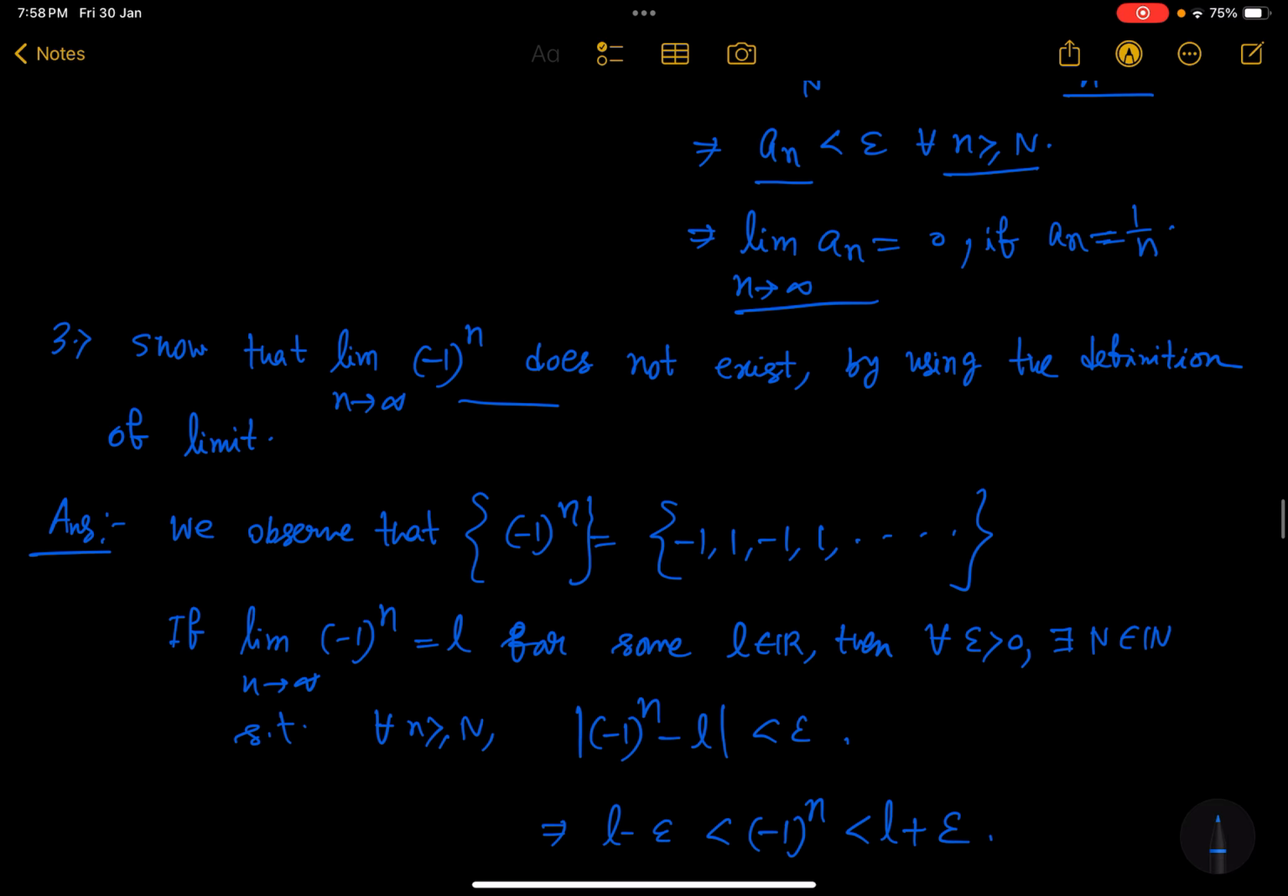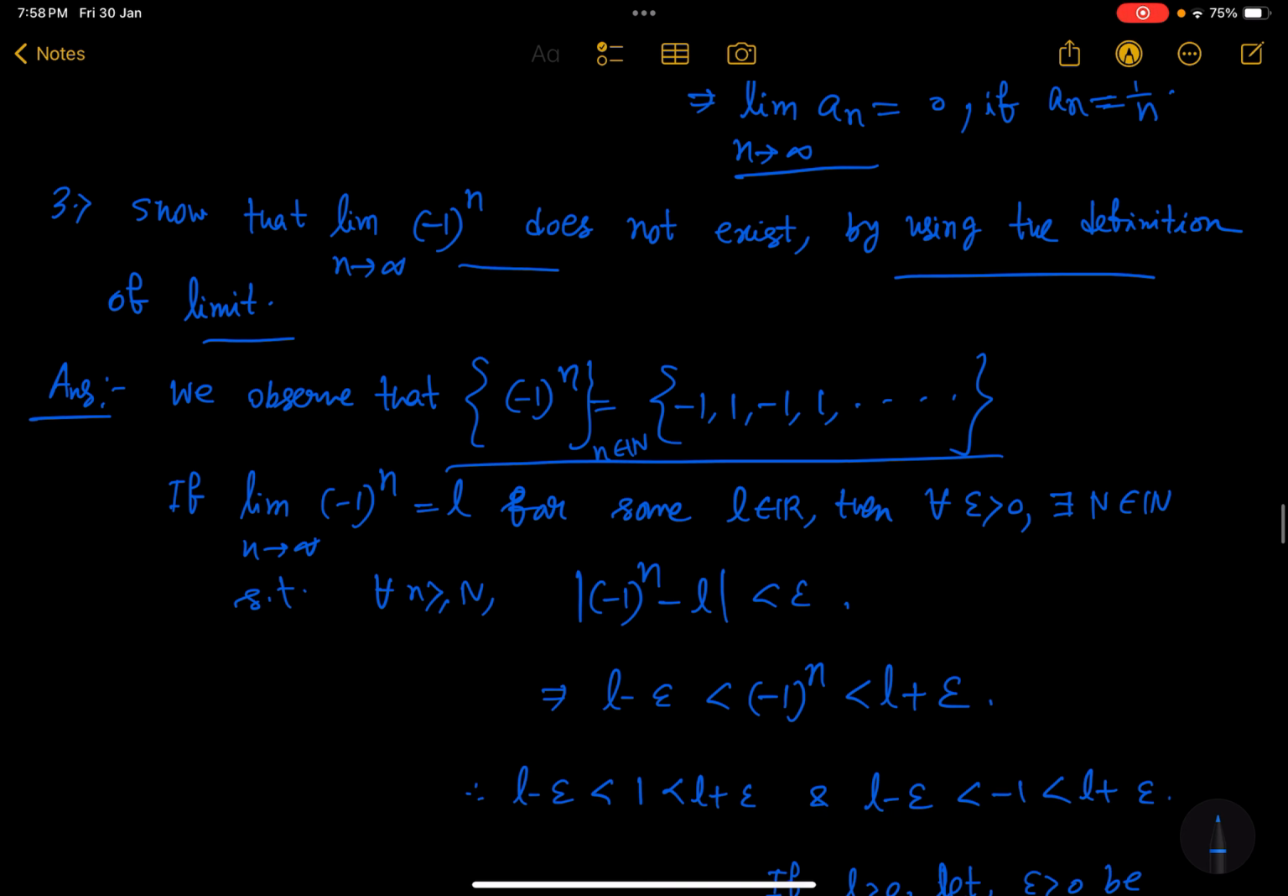Now this limit does not exist, by using the definition of limit. So observe that the elements look like this, n belongs to N. It starts from minus 1, then 1, then again like this. It oscillates. Suppose it has some finite limit L. Then for every epsilon positive, there is a natural number N such that this will hold. That means L minus epsilon will be like this.